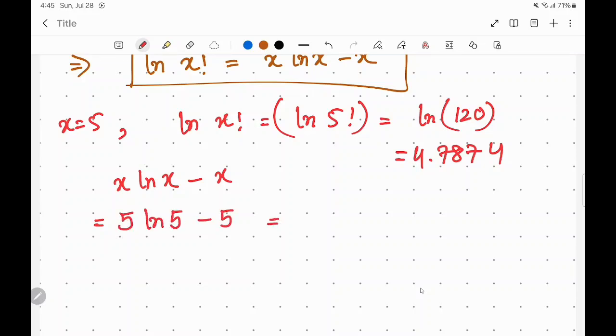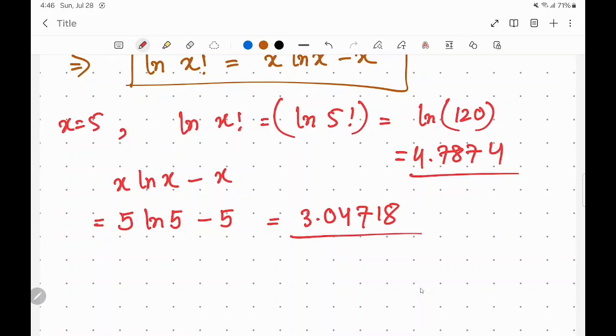So what will be the value? ln 5 is 1.609. Overall, this value will be 3.04718. Yes, so now you can see the difference. This is 4, this is 3.